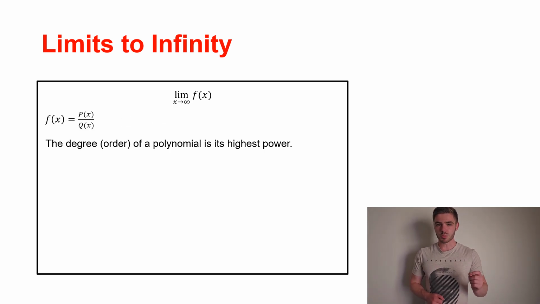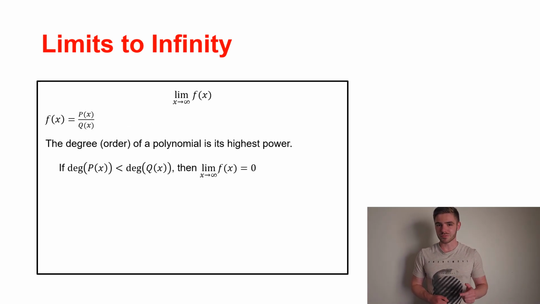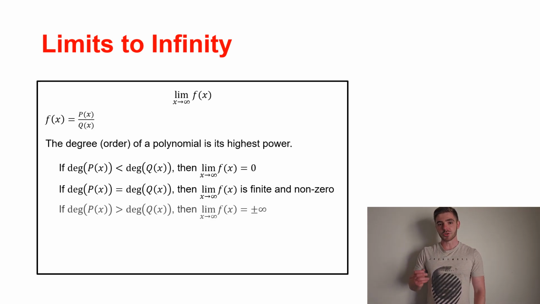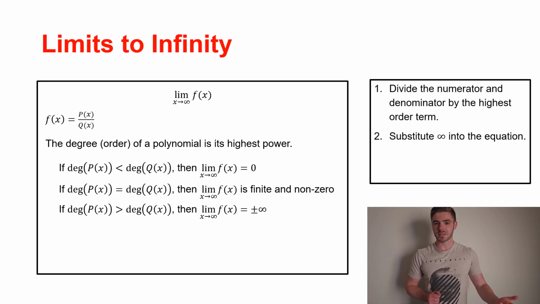If the order of the numerator is smaller than the order of the denominator, then the limit as x approaches infinity is 0. If the degree of the numerator and denominator are equal, then the limit is finite and non-zero. Finally, if the order of the numerator is larger than that of the denominator, then the limit as x approaches infinity is either going to be positive or negative infinity. In all cases, we use the following process to find the limit.